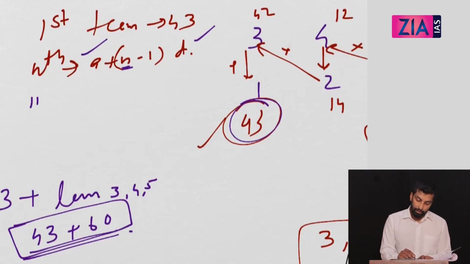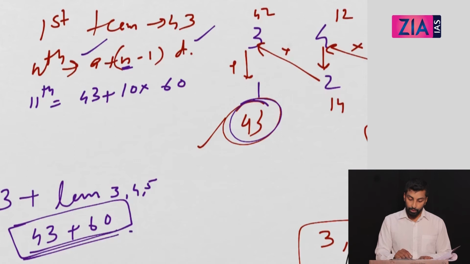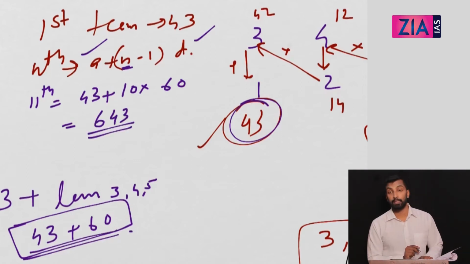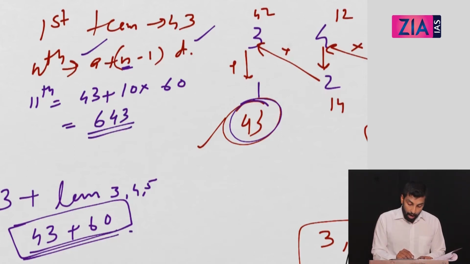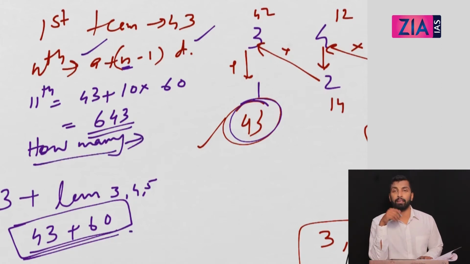So if I ask you 11th term, what is your answer? A means 43 first term plus 11 minus 1, that is 10D. 10 into D is 60. So 643. 643 is your 11th term. Then I can ask you how many terms are there. But just think of it. Can I ask you simply how many terms are there? It will go up to infinity. Cannot be determined. Okay. I need to give you a range.